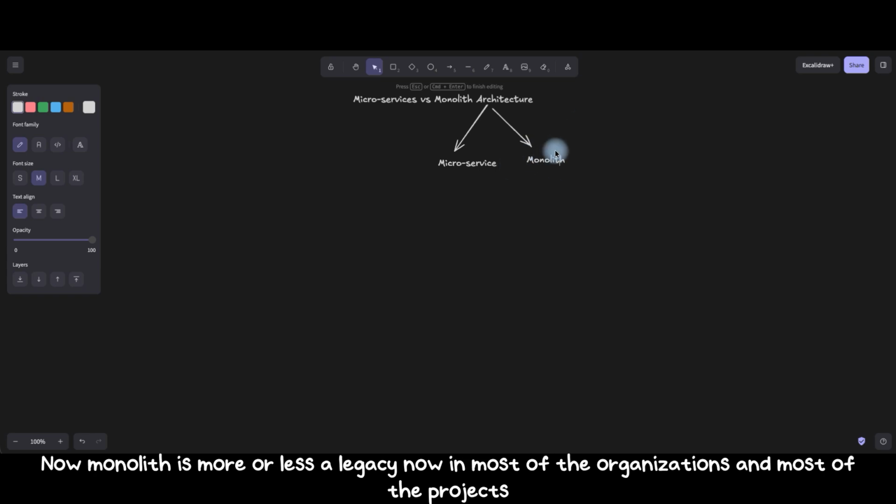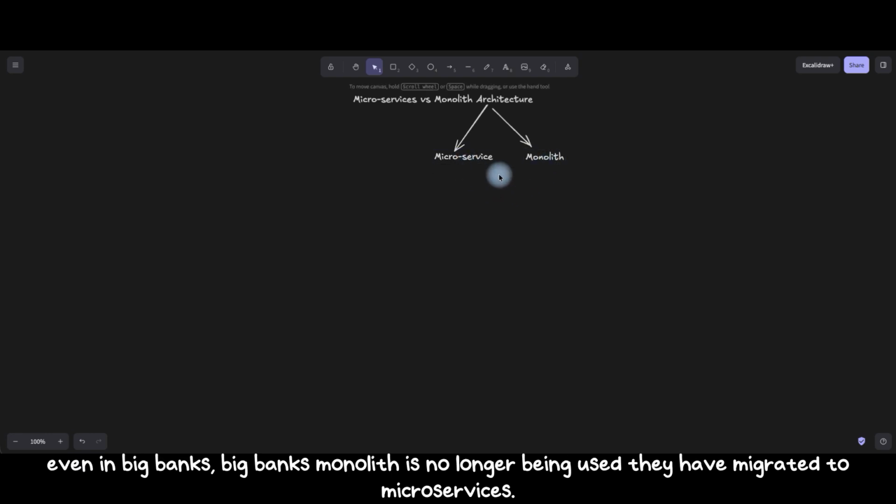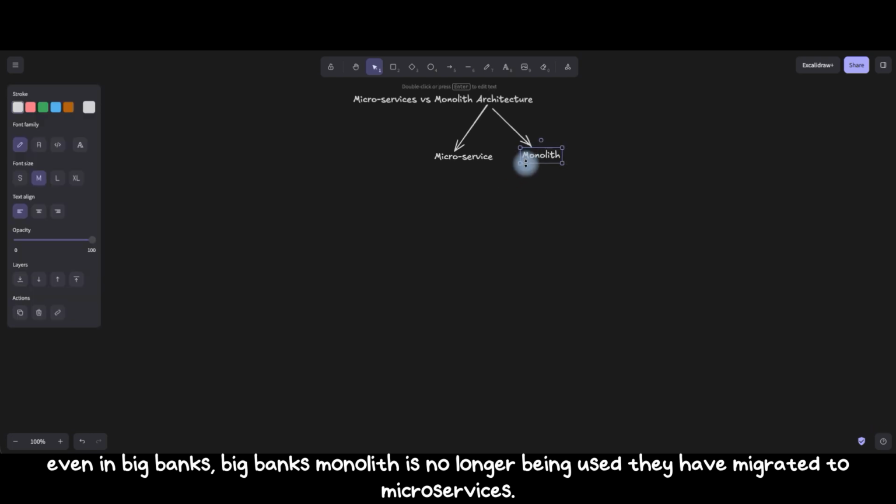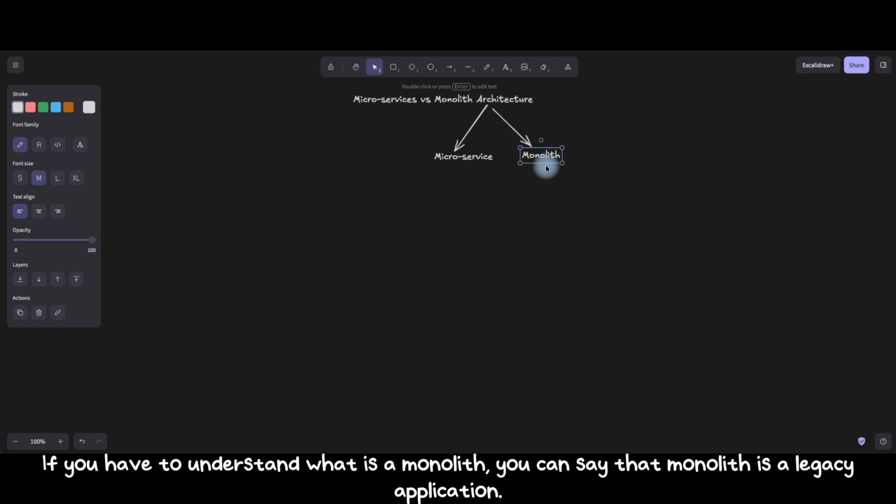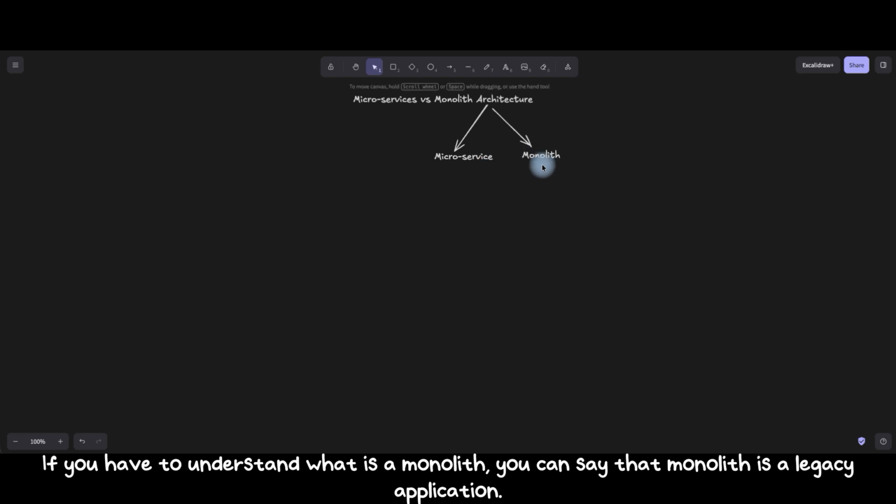Now, monolith is more or less a legacy now. In most of the organizations and most of the projects, even in big banks, monolith is no longer being used. They have migrated to microservices. So if you have to understand what a monolith is, you can just say that monolith is a legacy application.